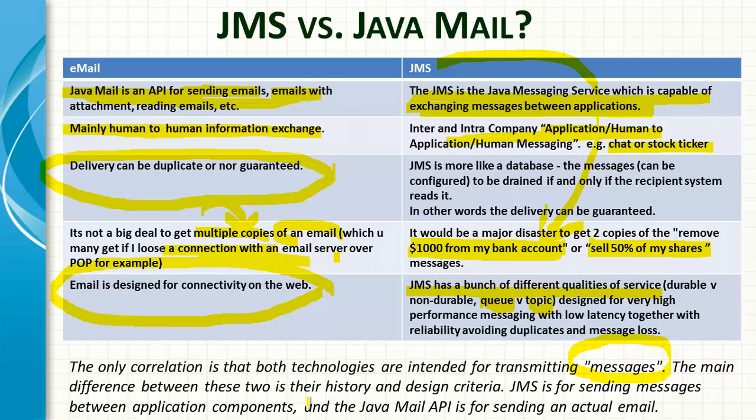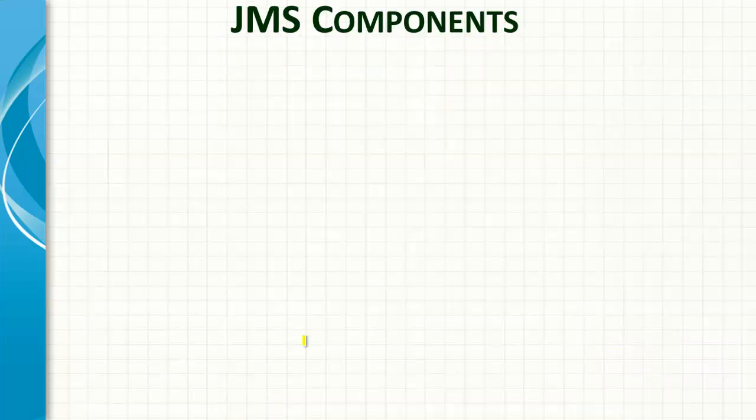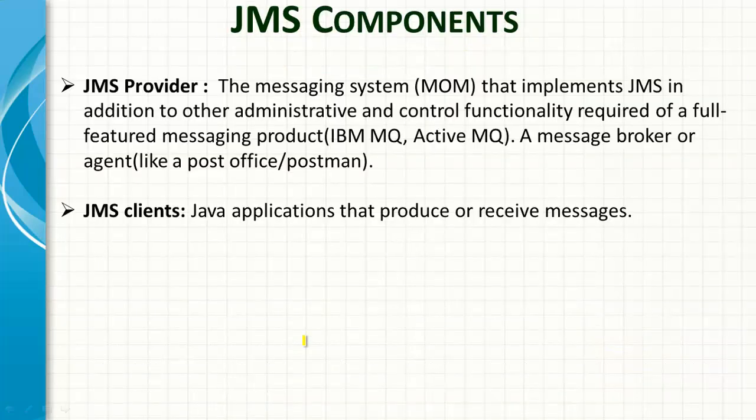The main difference between these two is their history and design criteria. In the very beginning, email was the first thing, and later on it was realized that email is not reliable enough for very extreme systems, and the design criteria changed for messaging systems. JMS is for sending messages between application components, and the Java Mail API is for sending actual email. Let's move on to the JMS components.